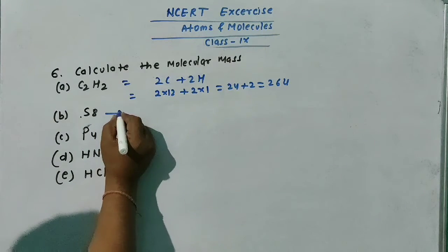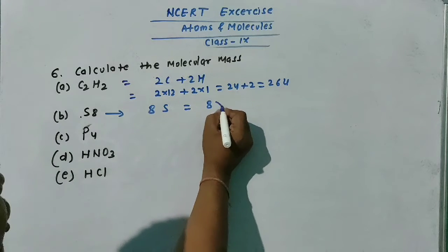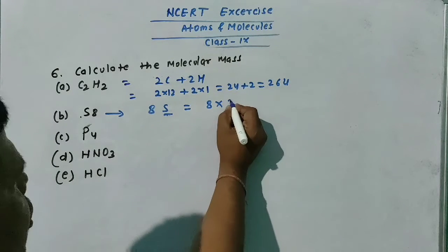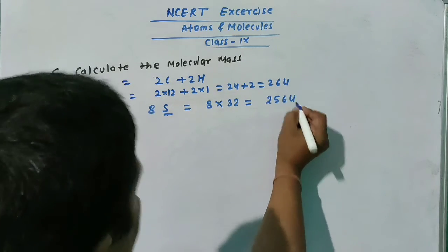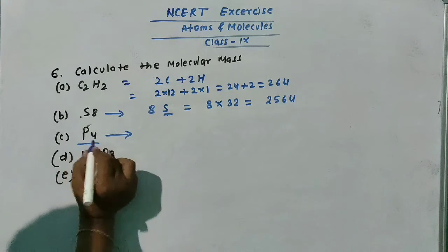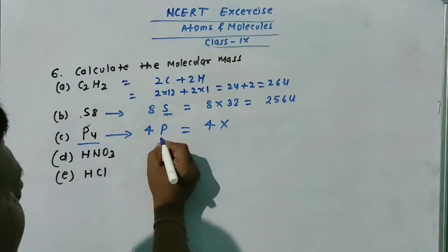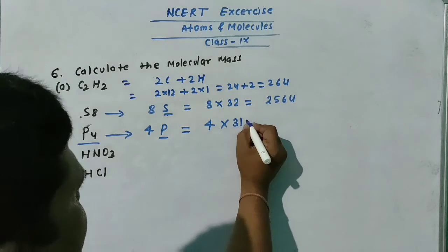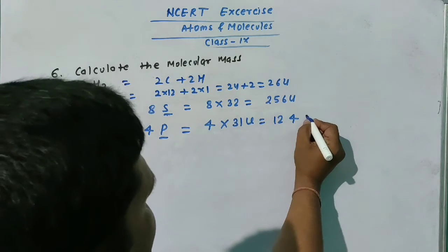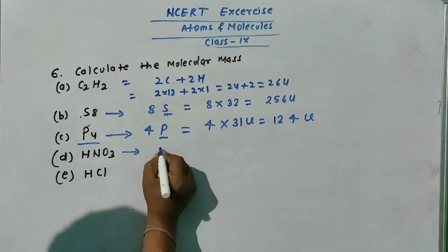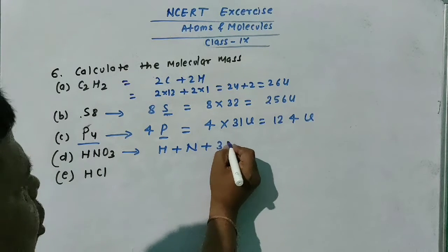Next is S8. It has 8 atoms of sulfur. That means 8 into atomic mass of sulfur is 32. So we will multiply it by 32, that is equal to 256U. Next is phosphorus molecules. It has 4 atoms of phosphorus. So atomic mass of phosphorus is 31U, that is equal to 124U.